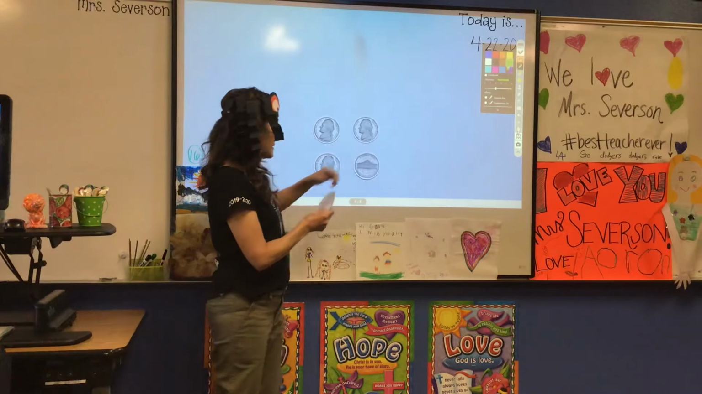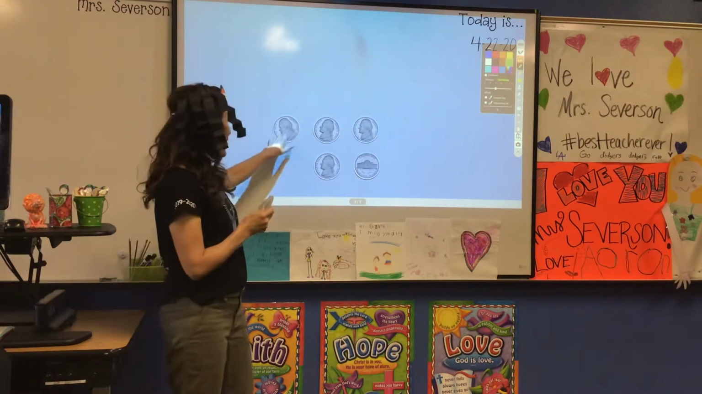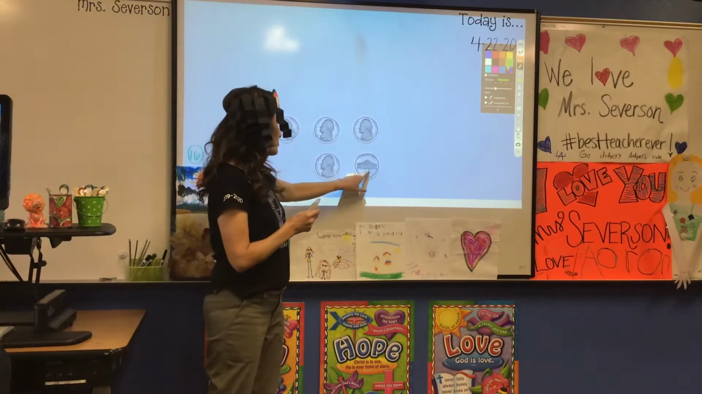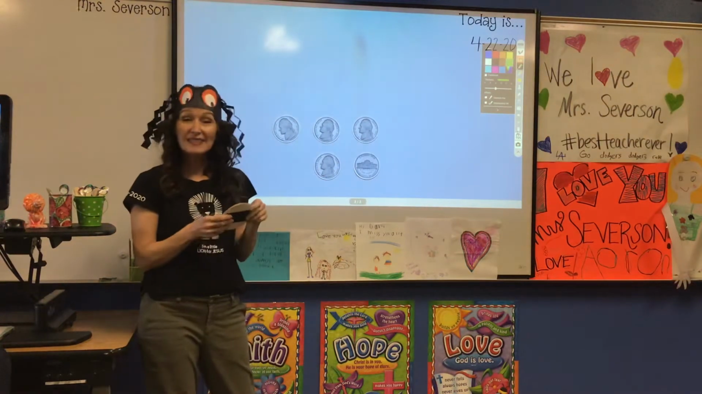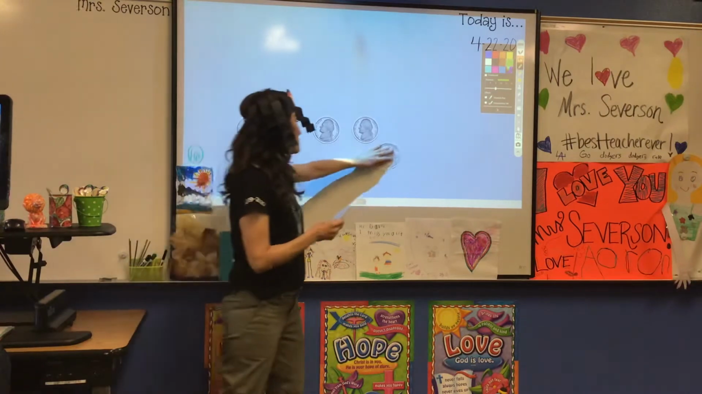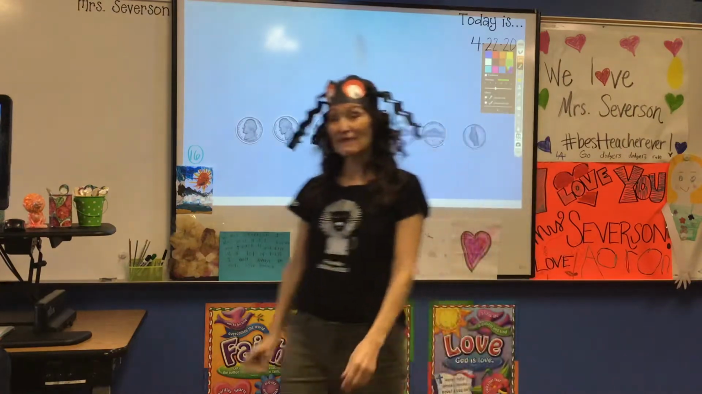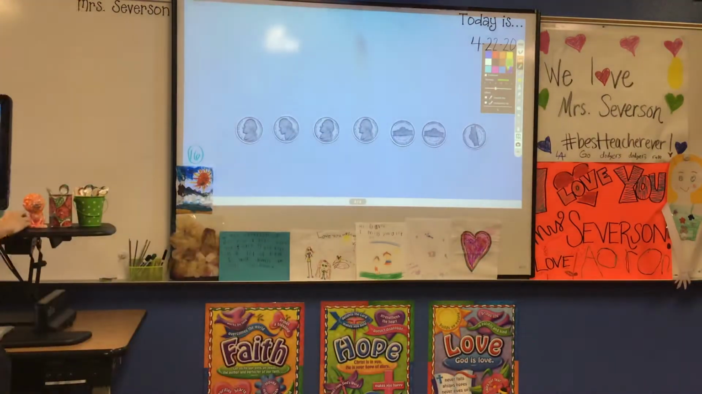If I go like this, how much money do I have? 5, 10, 15, 20, 25. That's the same thing as a quarter. If I go like this, and I move them around, how much money would I have then? We would write by 5s.